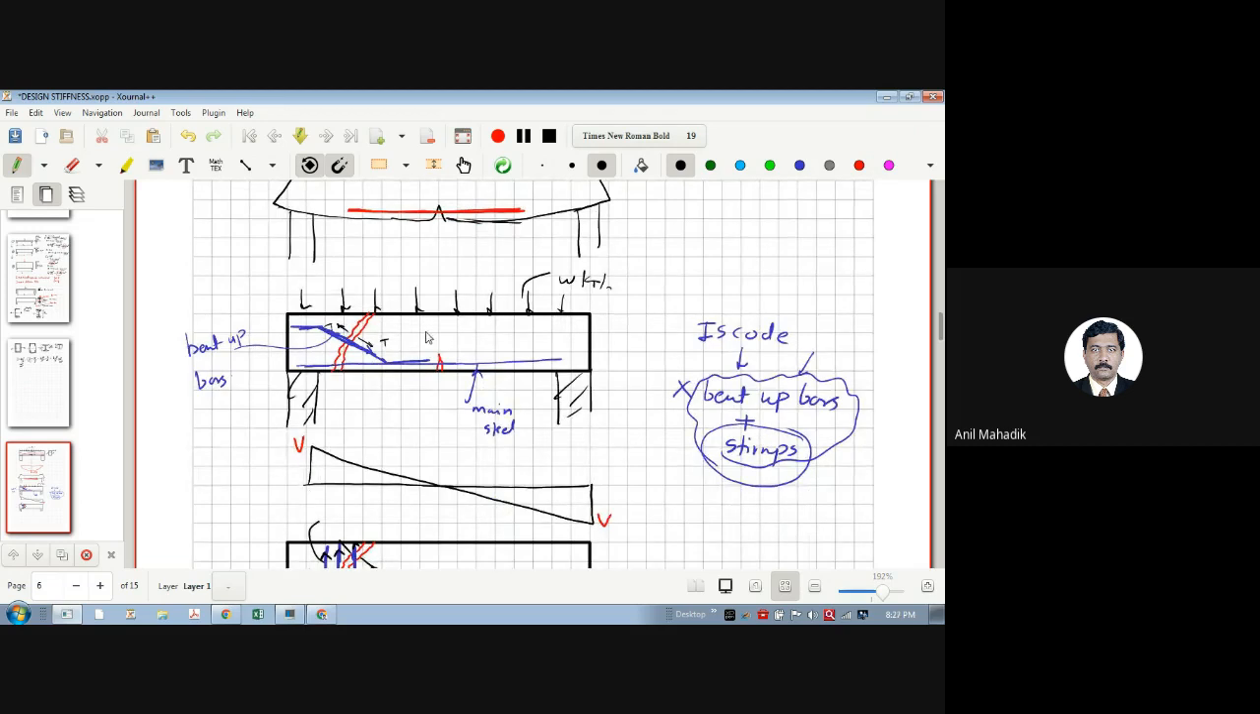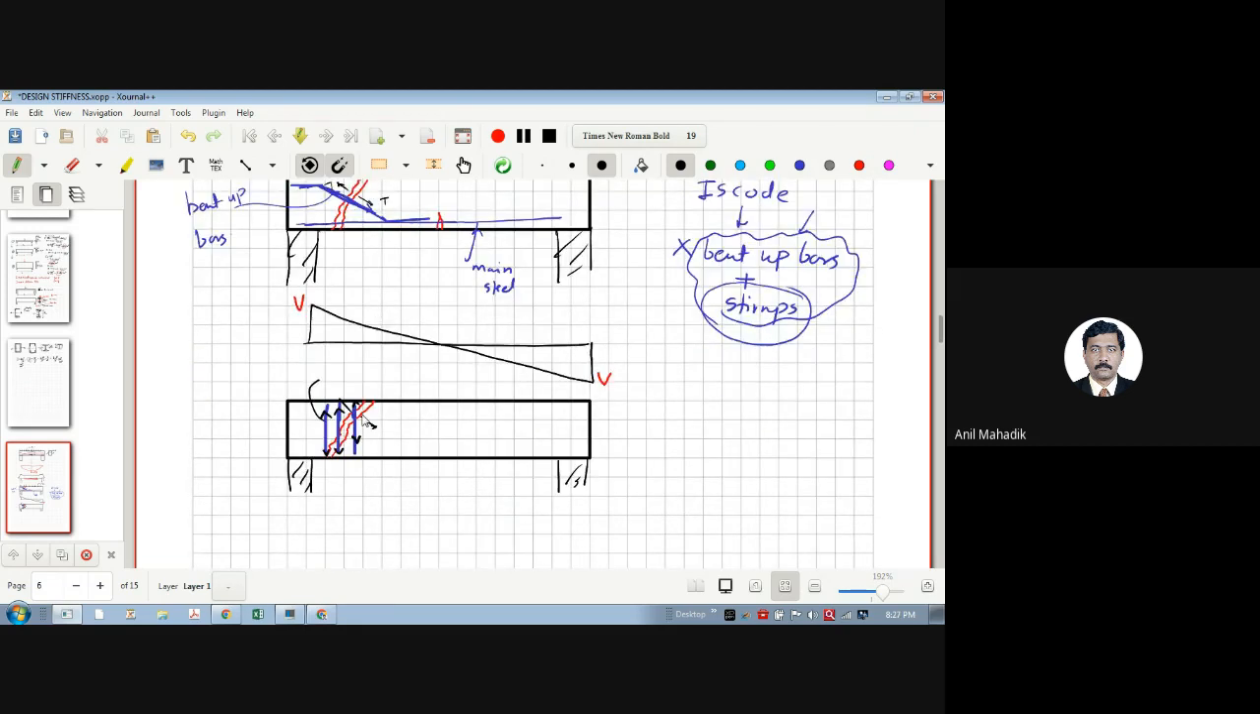And we provide like this. So these are nothing but your stirrups. And why are we providing stirrups? To arrest this crack.